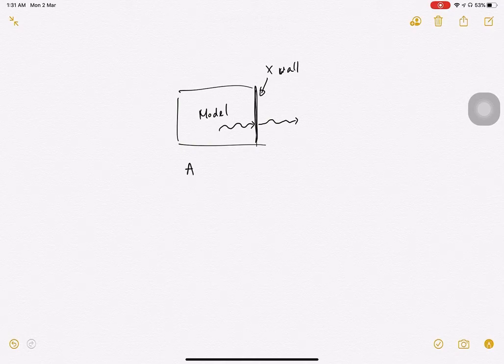It is also known as radiation boundary condition because any radiation hitting this wall will be radiating out. Okay, so this is the meaning of radiation boundary condition or open boundary condition.